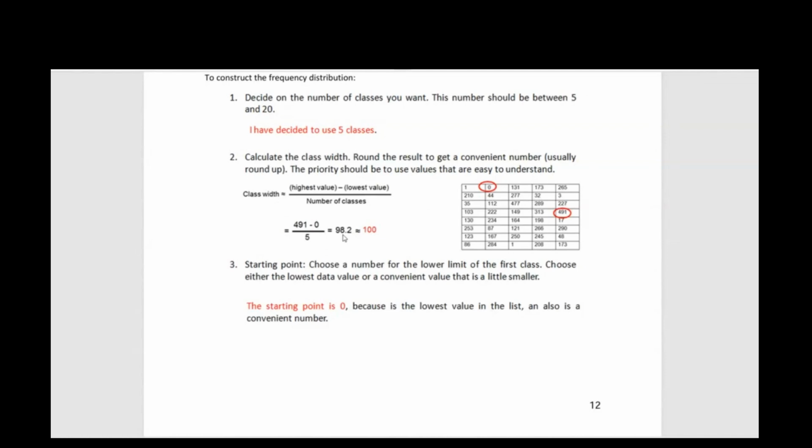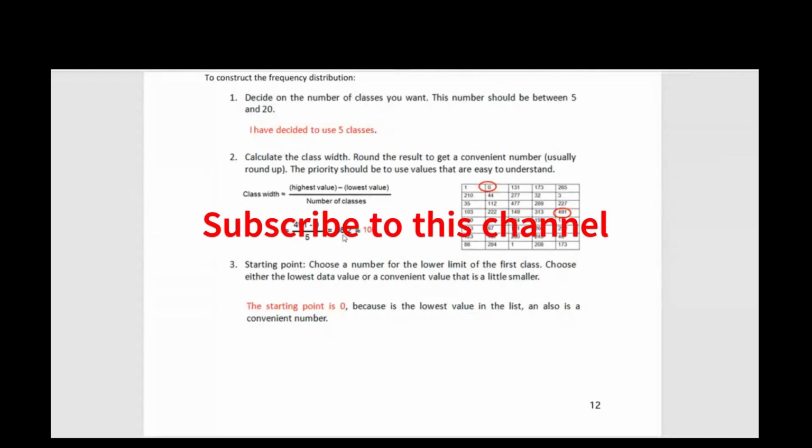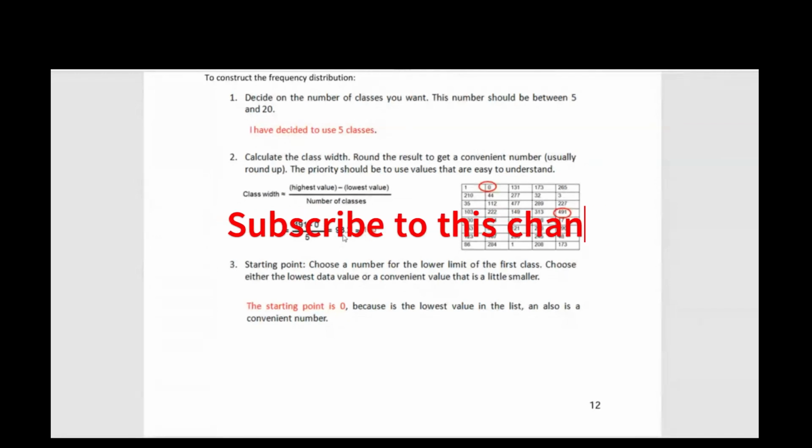Then you should select what is called the starting point. You should choose a number for the lower limit of the first class. You can choose either the lowest data value or a convenient value that is a little bit smaller than the lowest data value. In this case, the lowest data value is 0, and there is no number smaller than 0 that I can use to be more convenient. So I define 0 as my starting point.